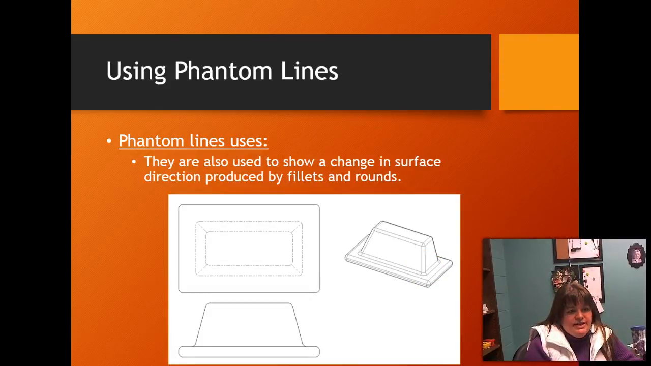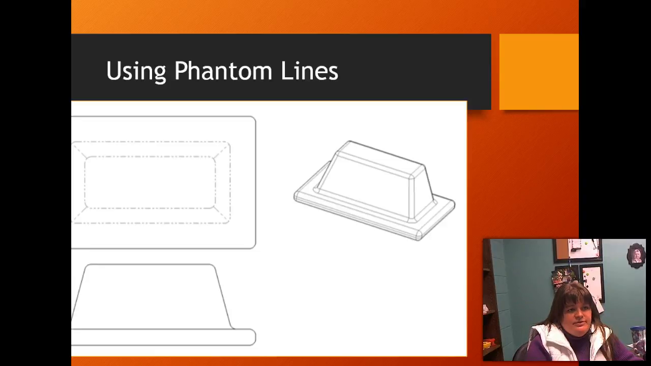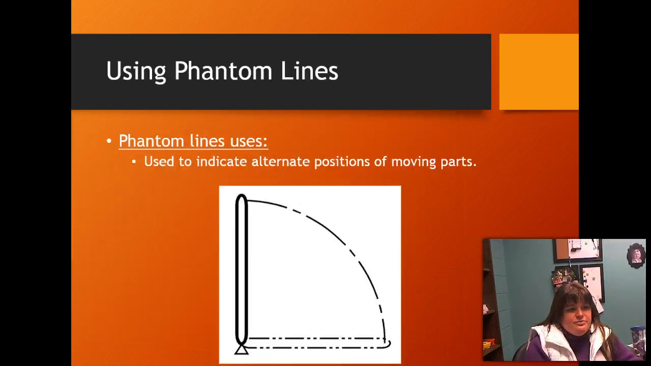Typically, we also use phantom lines to show maybe a change in surface direction because of fillets or rounds. And when I talk about fillets and rounds, I'm talking about these shapes right here on the edge of this particular box. So you can see we've used some phantom lines around that edge.